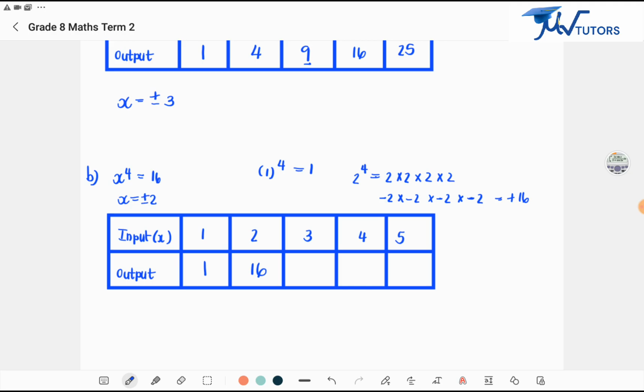But let's continue. What if you had 3 to the power 4? Well, you'd say 3 times 3, which is 9, times 3, which is 27, times 3, which is actually going to be 81.